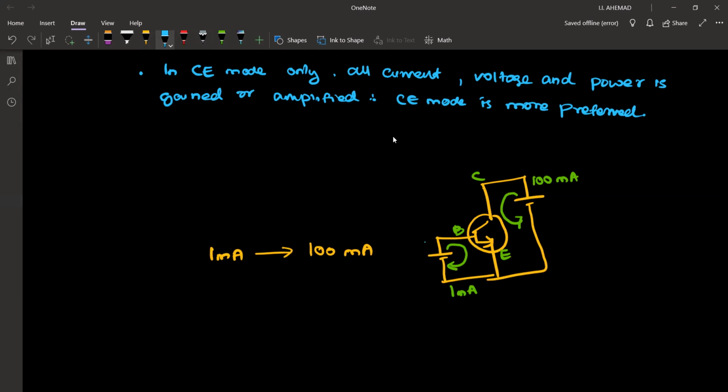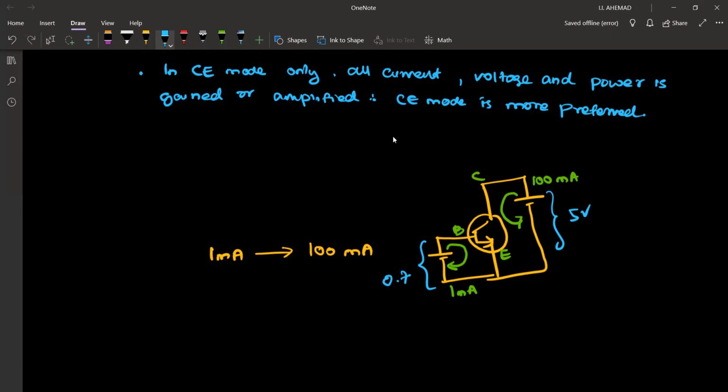Similarly, if we apply a voltage of 0.7, this side we may get 5 volts. So that is a voltage gain. By supplying a small voltage, we can get a larger voltage on the other side. So if there is a current gain and a voltage gain, obviously there will be a power gain.